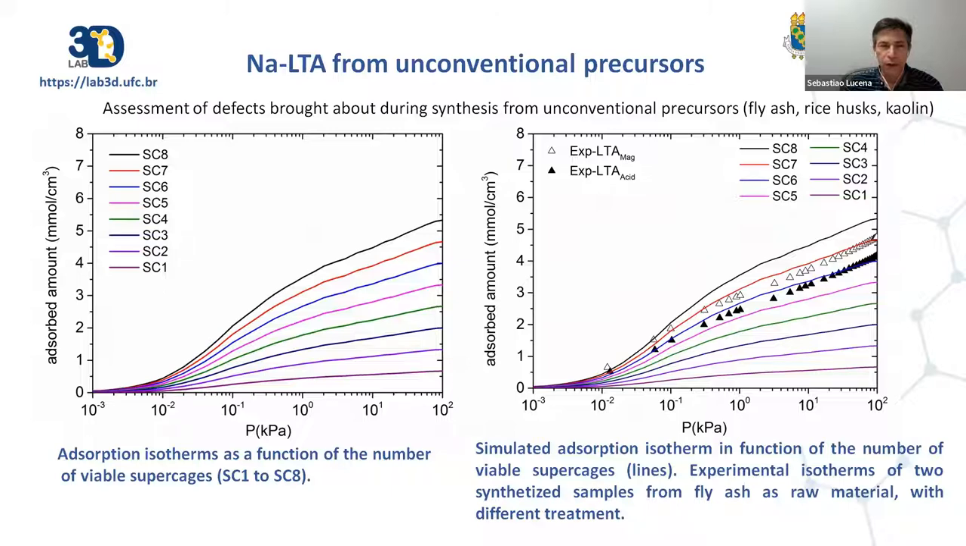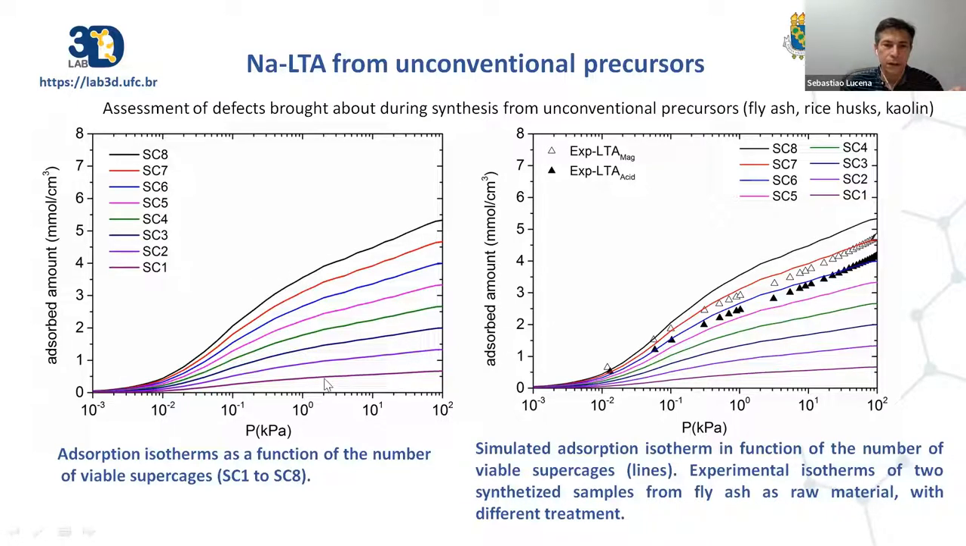Many zeolites are synthesized from unconventional materials like fly ash, rice husk, or kaolin. Then it's difficult to know, with a simple analytical technique, if the structure is okay or not. Our proposal is that if the crystallization and distribution of cations were perfect, we would expect an adsorption line like the black curve here.